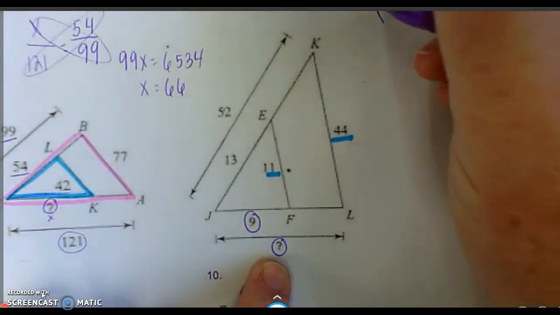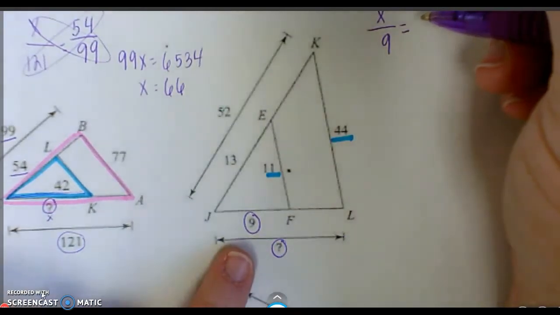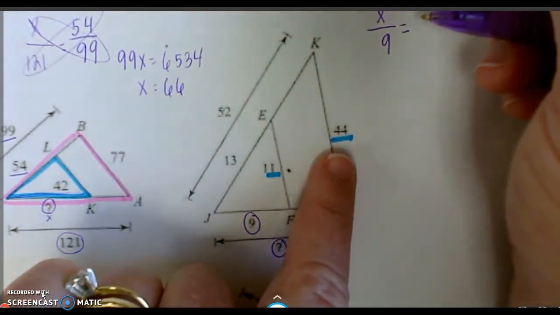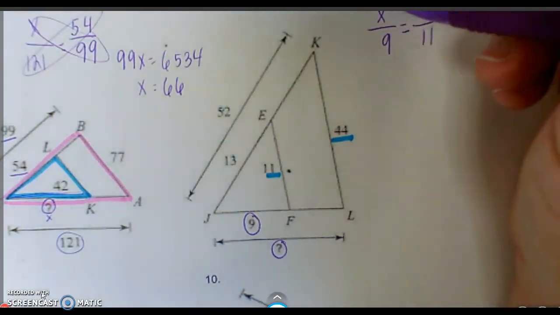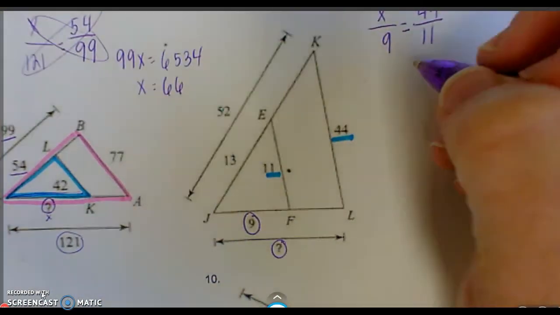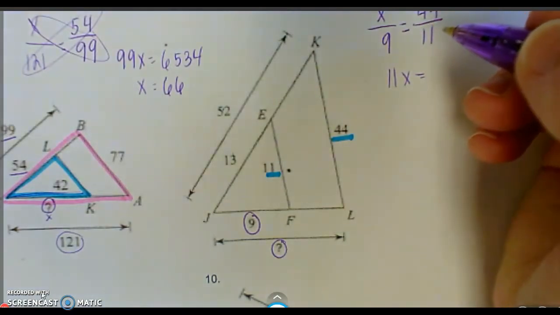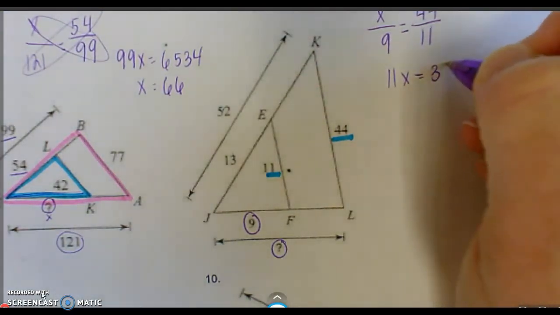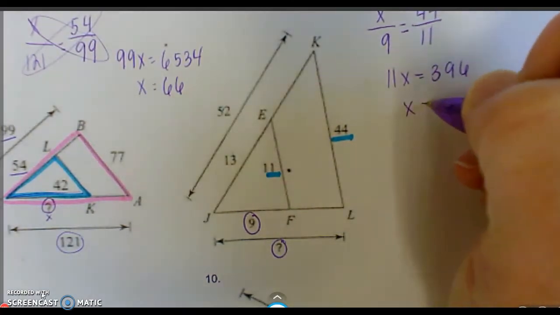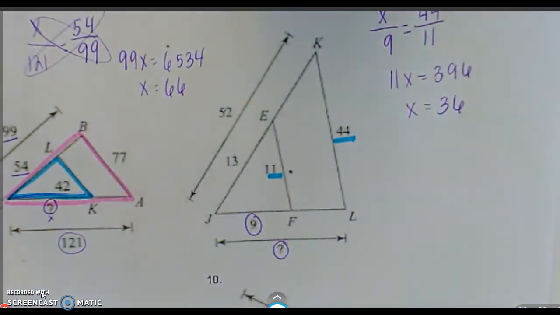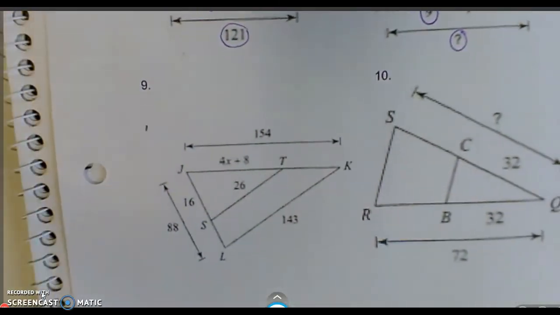So if I start with x and go to 9, then that is fine. Now x is the long side, so that means I need to start with the long side here. So that means I'm going to have to start with 44. You could have done 9 over x and then do 11 over 4 if you wanted to. Alright, I get 11x. I'm going to multiply 9 and 44 together. And I'm going to divide by 11. Okay, let's do a couple more.